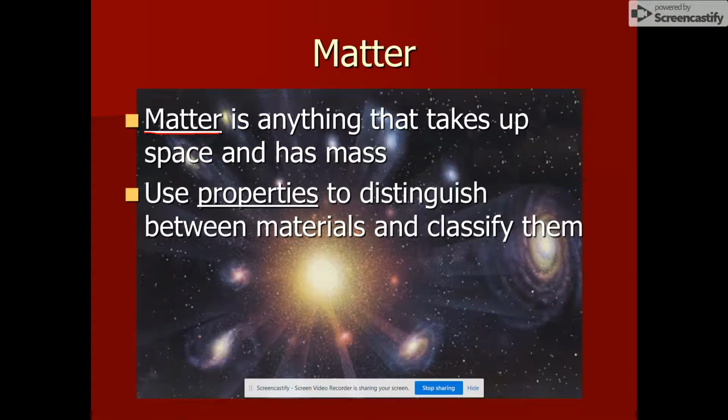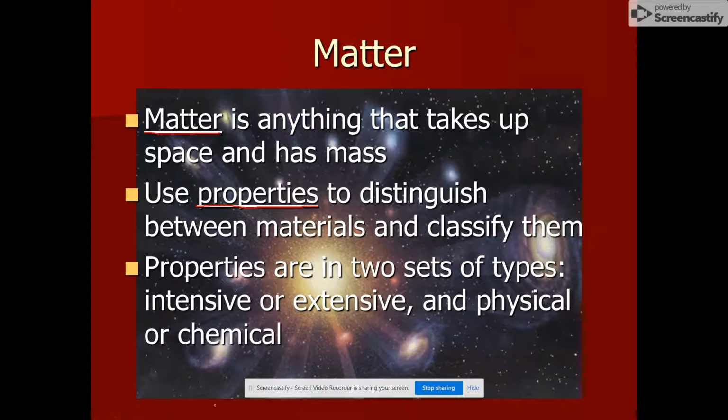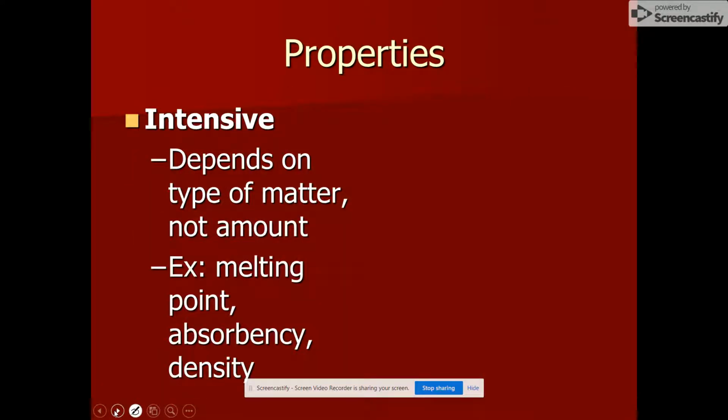Now, we use properties to distinguish between materials and classify them. Properties is a fancy way of saying characteristics. We measure properties, we observe them, and we use them to help us identify what things are and categorize things. And there are two sets of types of properties: intensive or extensive, and physical or chemical. Let's talk about intensive and extensive first.